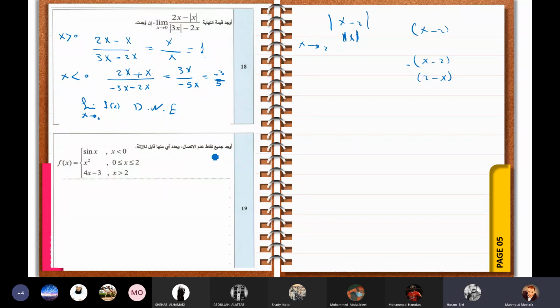Okay, find all the points where the function is not continuous and which one is removable.